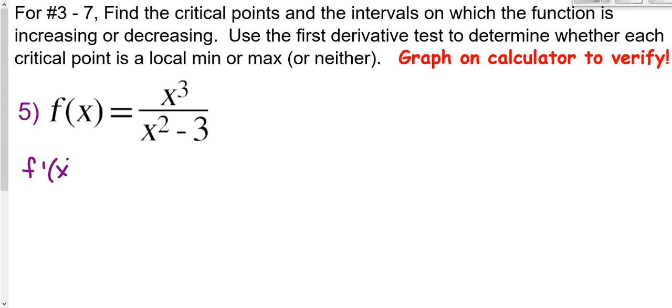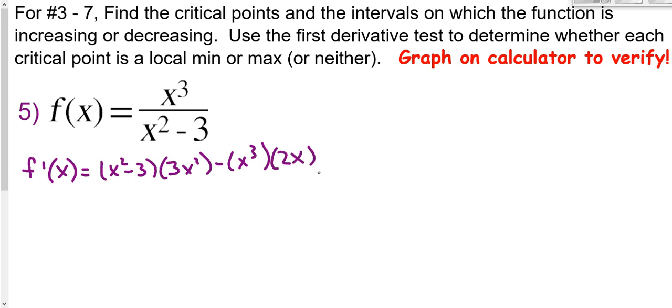So we're going to use the quotient rule. Most likely you're going to use the quotient rule. So we have the bottom, x squared minus 3, times the derivative of the top, 3x squared, minus the top, x cubed, times the derivative of the bottom, 2x, over the bottom squared, x squared minus 3, quantity squared.